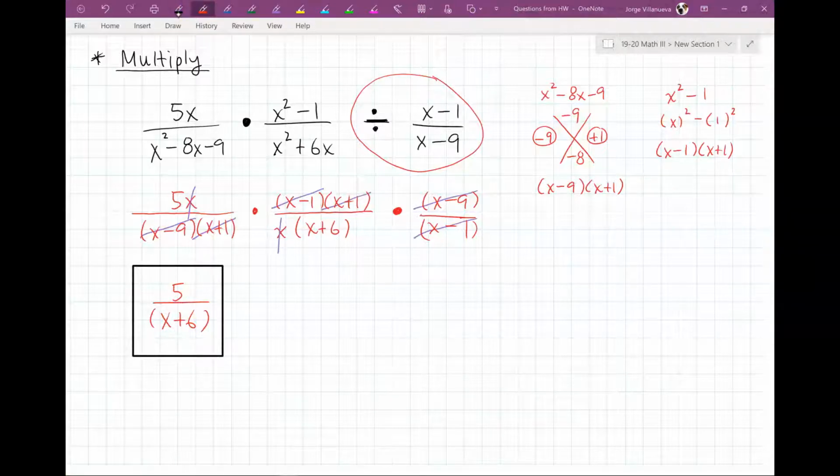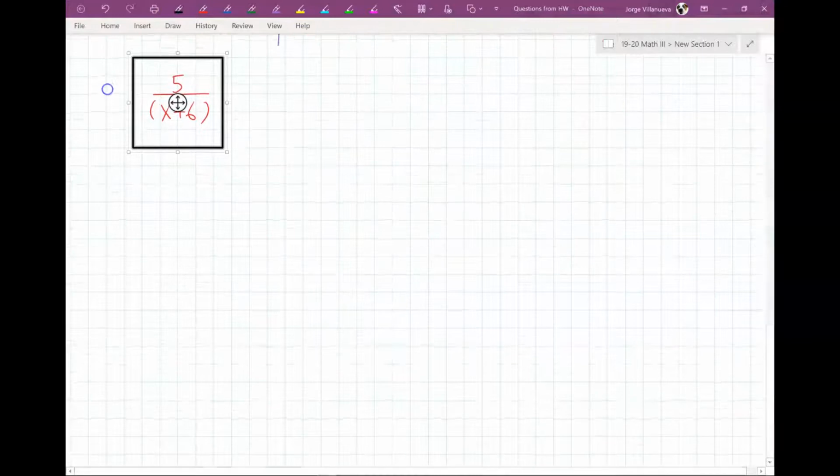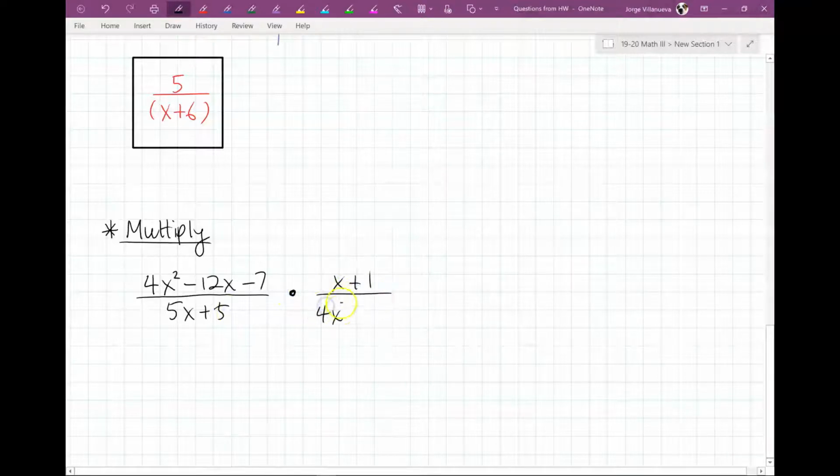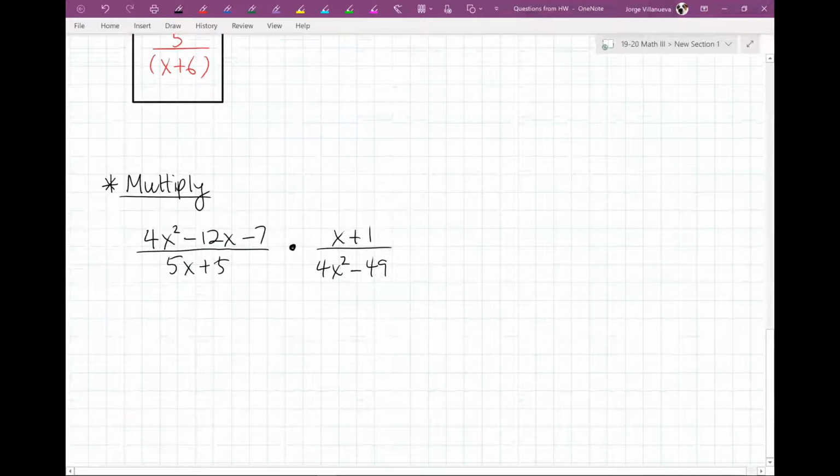Now, I was asked another question as well, so let me show you that one. This one says multiply as well, and here's the question. 4x squared minus 12x minus 7 over 5x plus 5 times x plus 1 over 4x squared minus 49. So for us, we're going to have to do a lot of factoring again. Only the top left corner, I think, will be the tough part. So let's start with that one first.